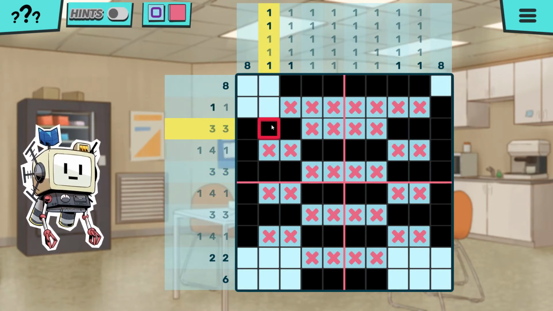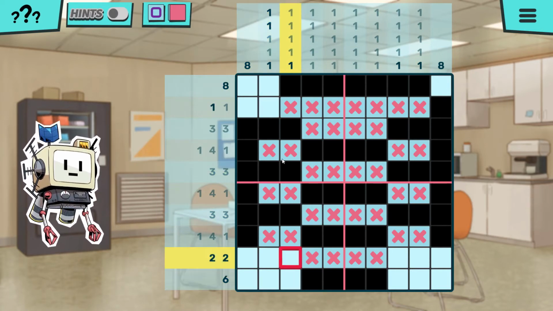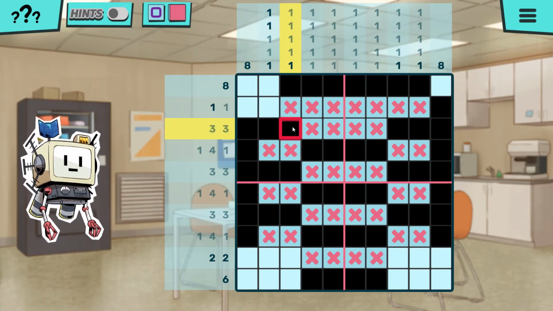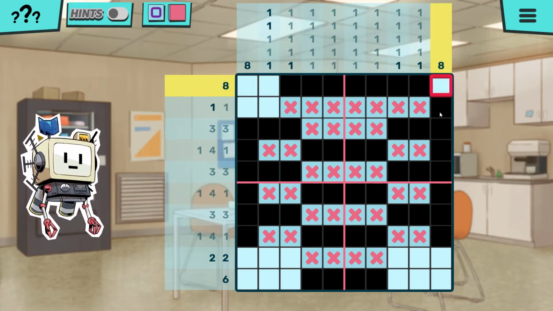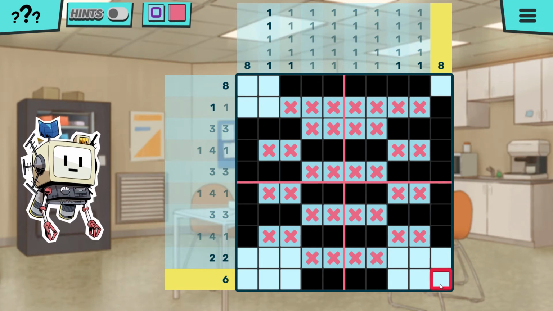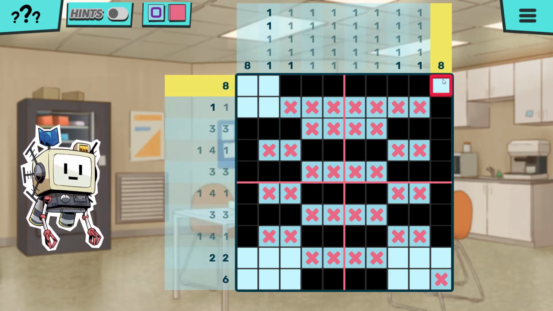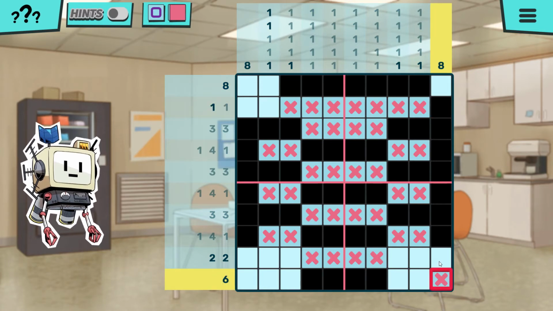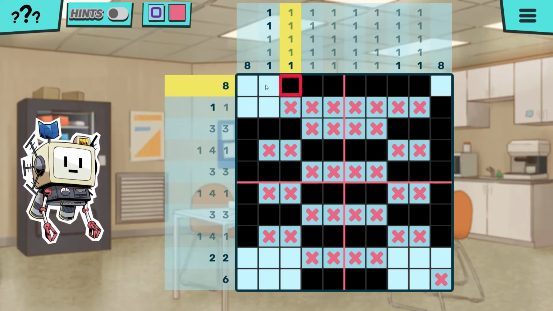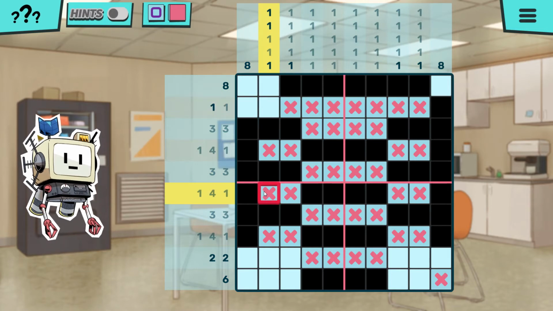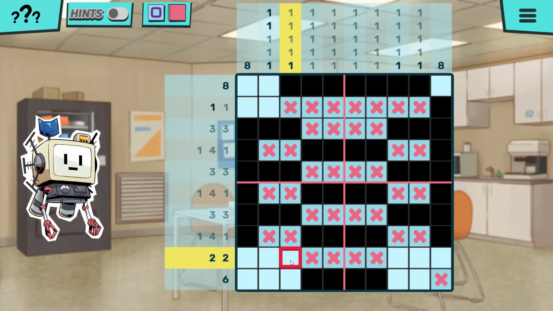We've got 3 here. I don't think that solves the problem really. Okay. But so we know that this can't be filled. This has to be a blank space. Because even if it starts here, it would end here. Alright. What else can we do? We've got 2 and 2 here.